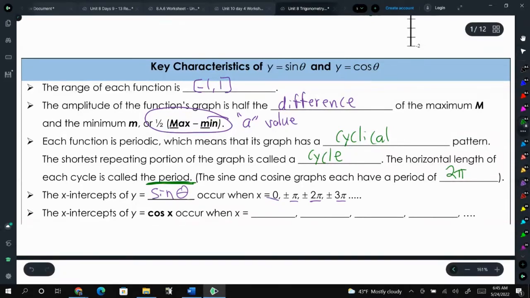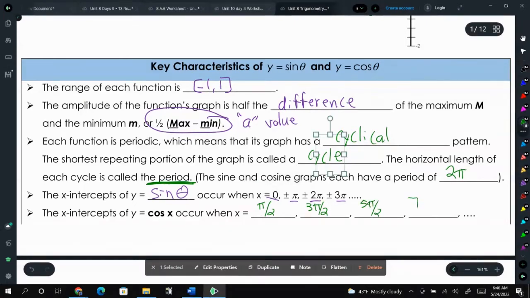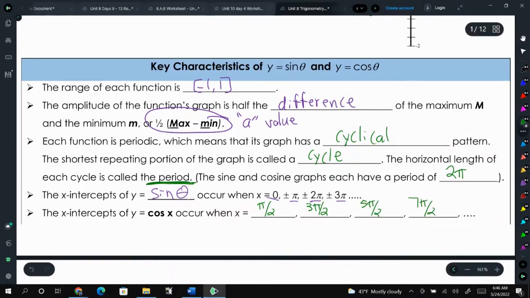The x-intercepts of y equals cosine of x occur when cosine is 0. Well, cosine is 0 at pi over 2, 3 pi over 2. We could keep going by adding pi to these. So we have 5 pi over 2, 7 pi over 2. Like I said, we could keep going, and those would be all x-intercepts of y equals cosine.